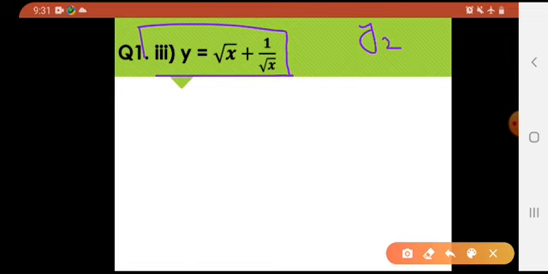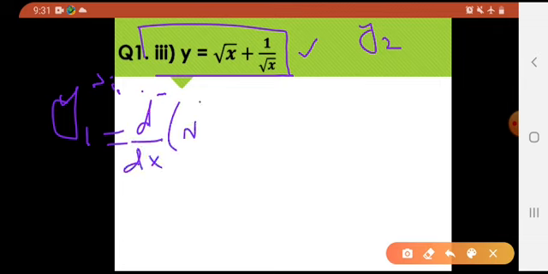I have to find y2. First of all, I will be taking y1. How would I be taking y1? Like the first derivative. So I will be saying, okay, differentiating on both sides with respect to x. You have to write that, I'm not writing it again. So it would be d by dx of the whole question. Like this. Okay. Now what?